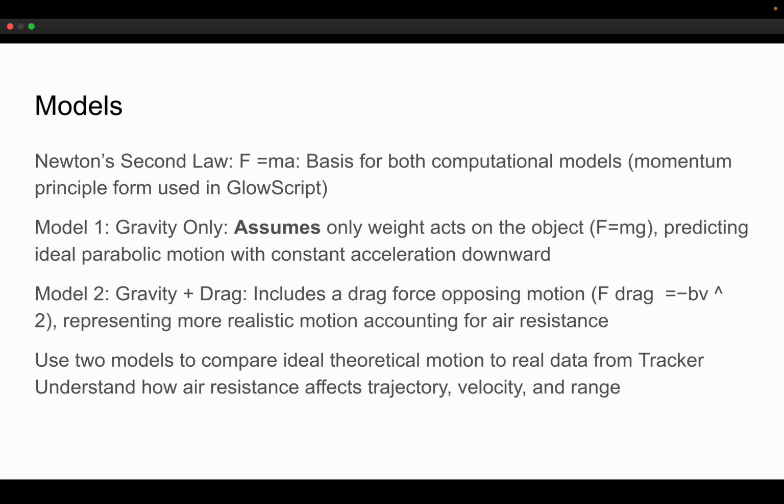Both models used in this experiment came from Newton's second law. Again, F equals ma. Model 1, the gravity-only model, assumed that the only force acting is weight, F equals mg, which gives a perfect parabolic path. Model 2 adds a drag force, negative bv squared, which always points opposite to motion and depends on the square of velocity. We compared these two theoretical models to the actual data to understand how air resistance affects trajectory, velocity, and range.